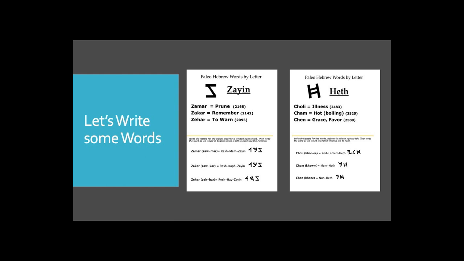Okay, so our next word is Zahar. Zahar, and it is spelled Zayin Hey Resh. You had Hey just a few minutes ago. Resh is the R on your letter chart. We have not gotten there yet, but we will.